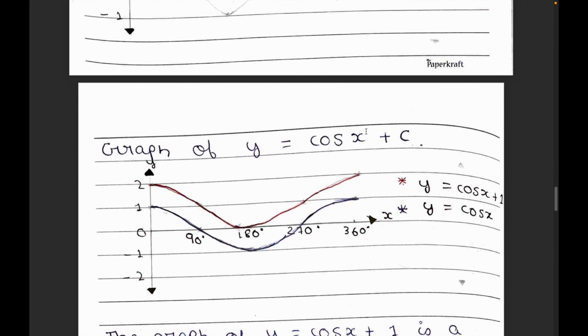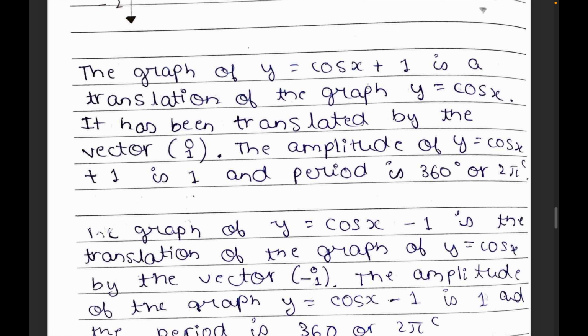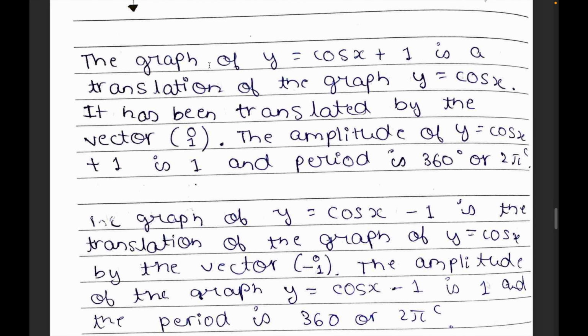We have cos x plus c, then it's going to translate by the vector 0, c. So this is y equals cos x, and then we shift that 1 unit up. So this is what we get. So this is the explanation. It's very similar to the sin x one.